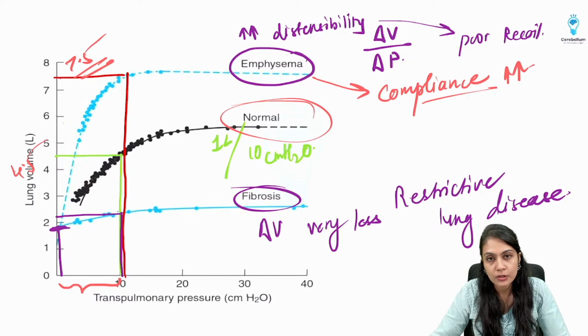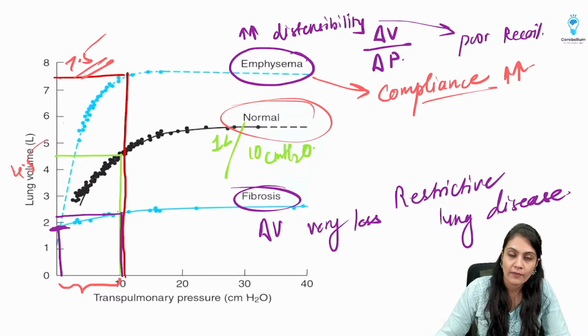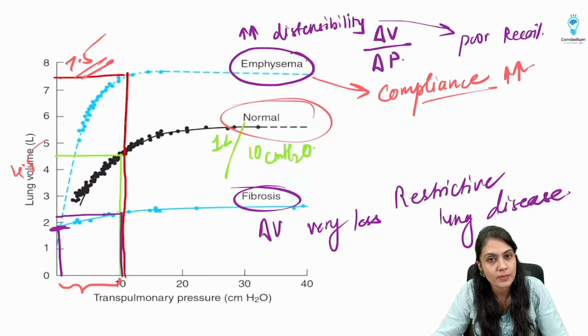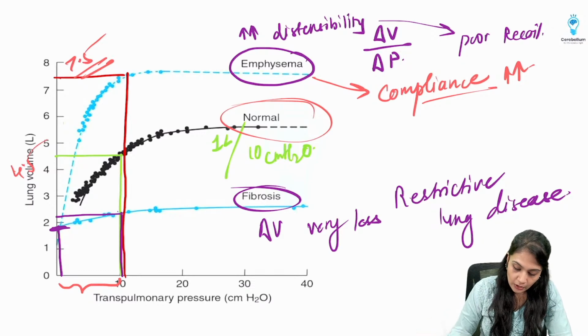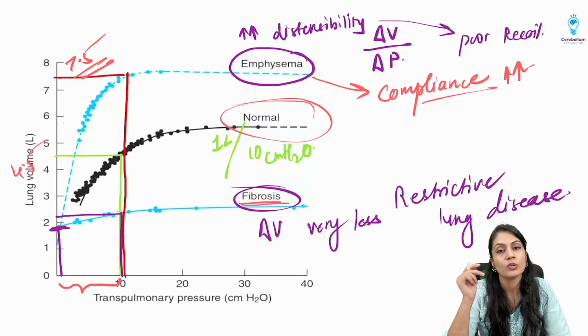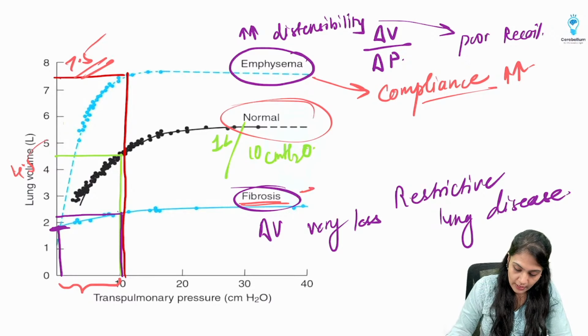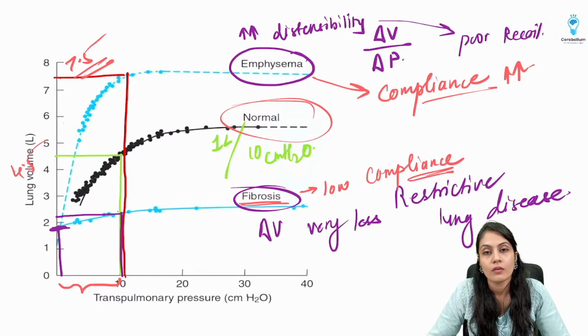This is the only condition. They can either give you emphysema or alpha-1 antitrypsin deficiency. So please remember, these are the only conditions where the compliance is going to be higher. All parenchymal diseases are going to have low compliance. In the case of fibrosis and other diseases, they are going to have low compliance for sure.